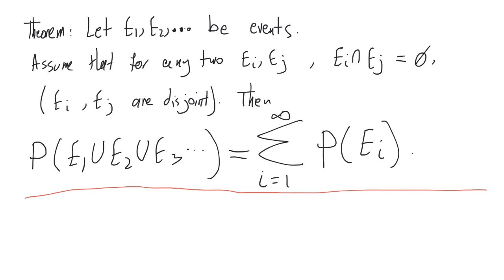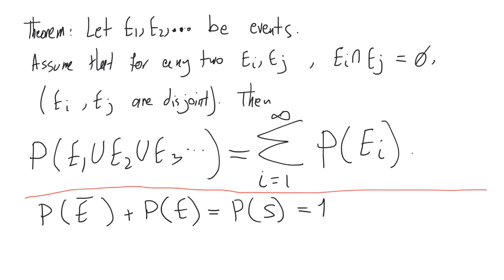So consequences of this theorem: again, the probability of the complement of a set plus the probability of the set itself is, because E and E bar are disjoint from each other and their union is S, the probability of the whole sample space, which is 1. And therefore, we have that the probability of the complement is, as we expect, 1 minus the probability of the set itself. And we also have the previous formula.